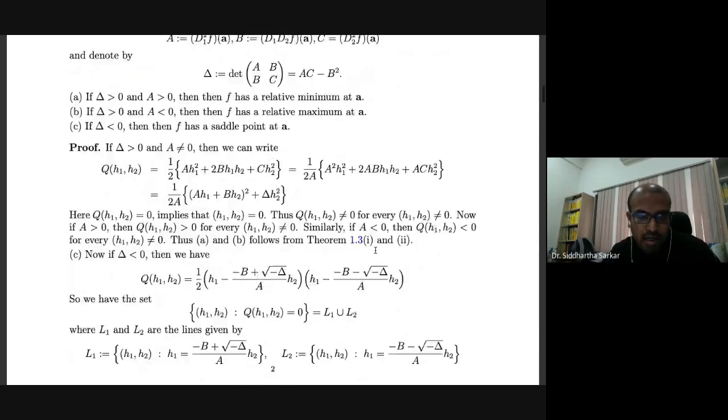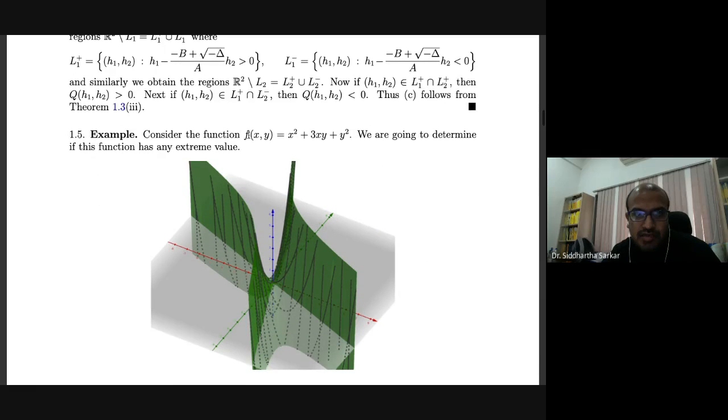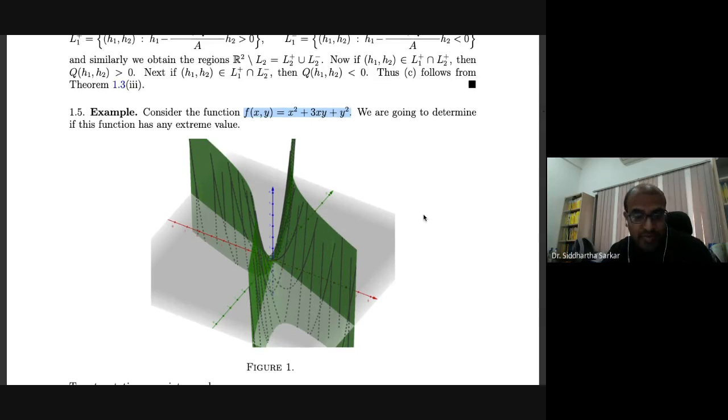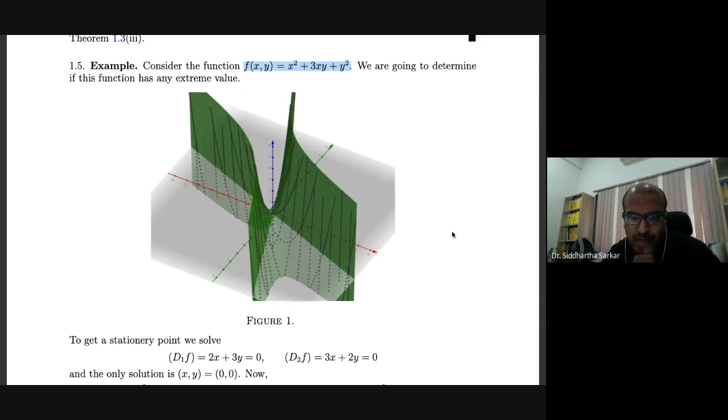Okay, so let's look at some examples. You look at this particular function f(x,y) = x squared plus 3xy plus y squared. So we are going to determine what the extreme values are. Here is a graph I have drawn. Okay, so let's come to this a little later.